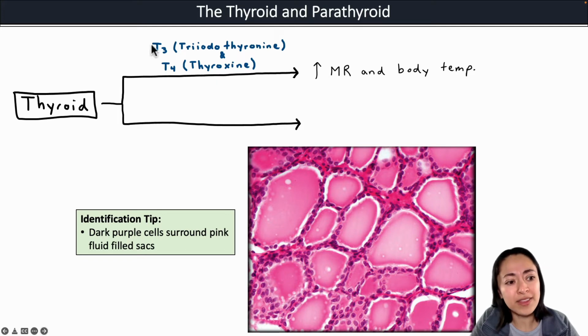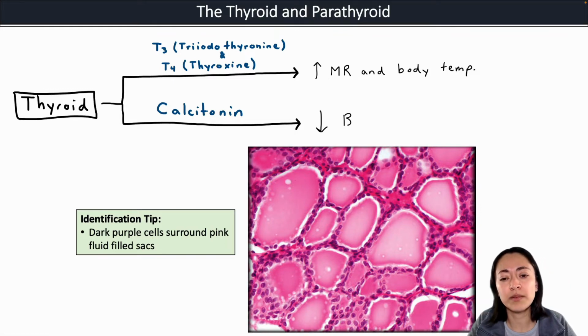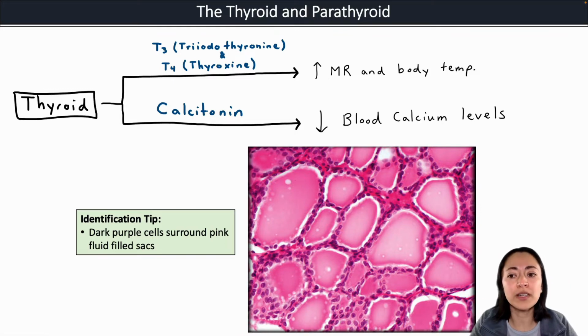Another hormone that the thyroid gland produces is known as calcitonin. And as you can see in the name of this hormone, you see the word calcium. This hormone is really important in regulating blood calcium levels, and it lowers blood calcium levels. So one thing this hormone does is increase the uptake of calcium into your bones. So the bones will remove the calcium from the blood.